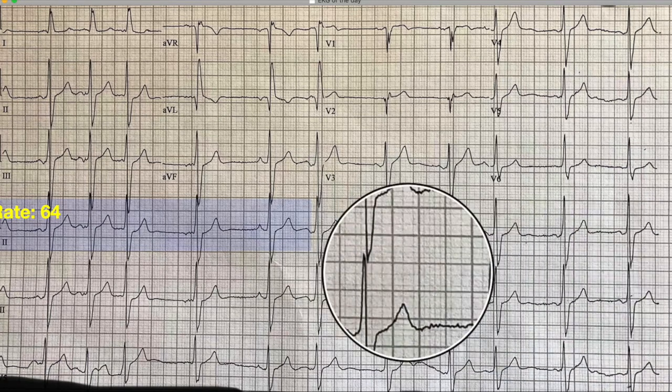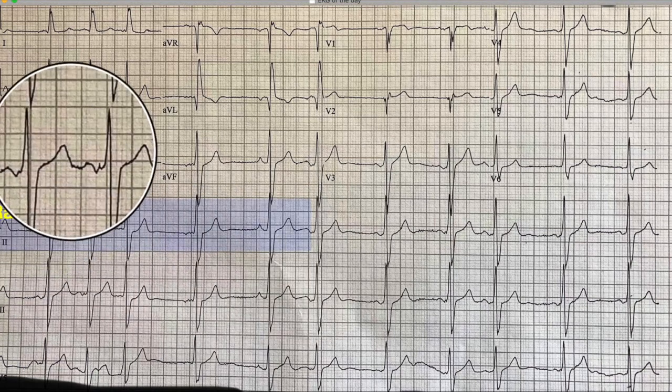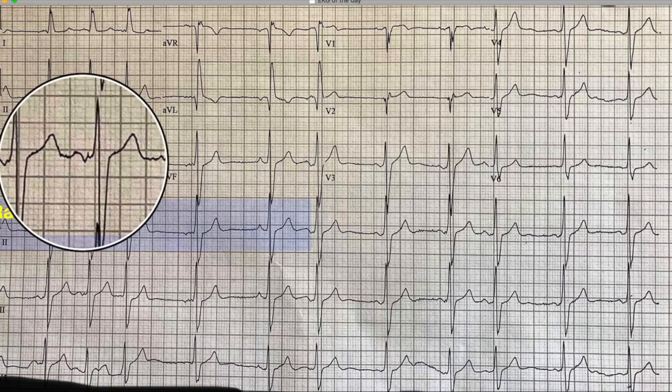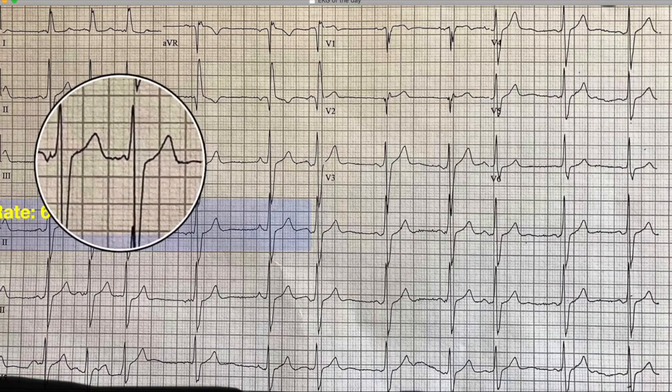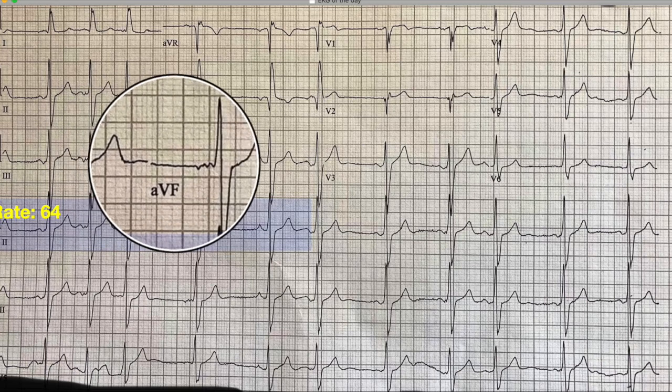So we see some P waves, and each QRS appears to follow a P wave, so we think it's probably a sinus rhythm, or is it? Because the P waves also look a little bit different from one another. You can look in lead 3 and see the same thing. There's a P wave there, and maybe a little different looking P wave here, and a different looking P wave here, one that's almost essentially flat.